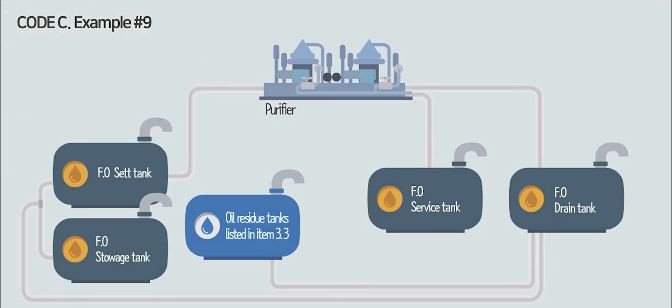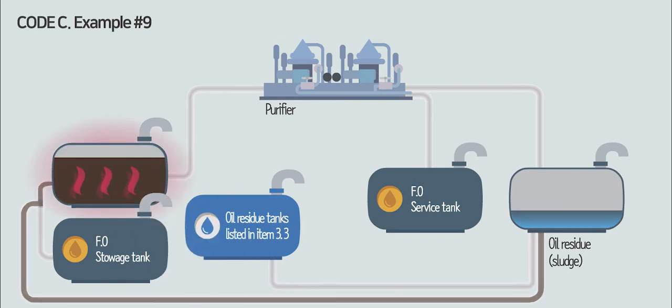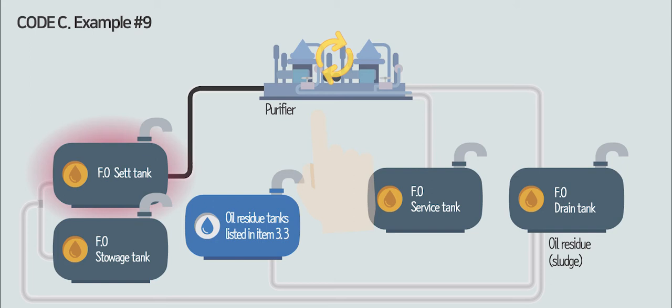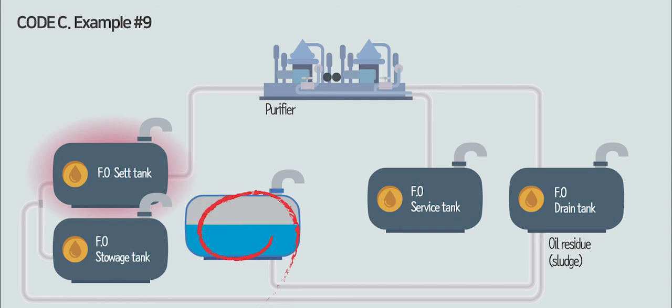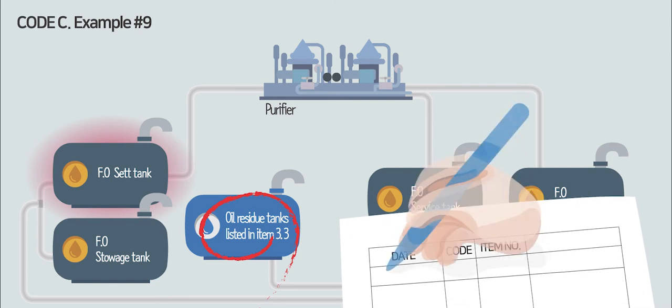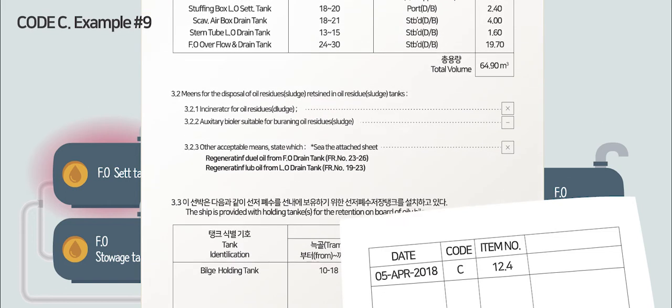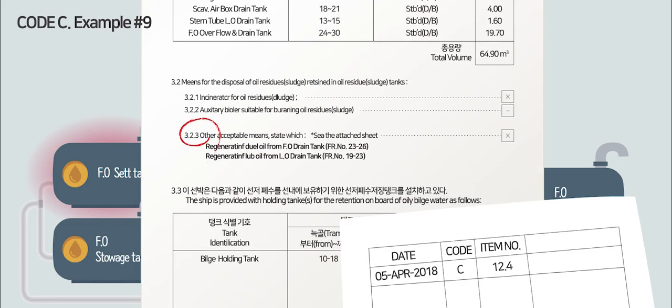Example 9. In case of regeneration of fuel oil from oil residue, quantity of sludge disposed, and quantity of sludge by regeneration of fuel, name of tank and quantity of water in tank, listed under Item 3.3 in the supplement to the IOPPC, are recorded using Item 12.3 of Code C. Note, for your information, this record applies to the case that the tank for regeneration of fuel was listed under Item 3.2.3 in the supplement to the IOPPC.